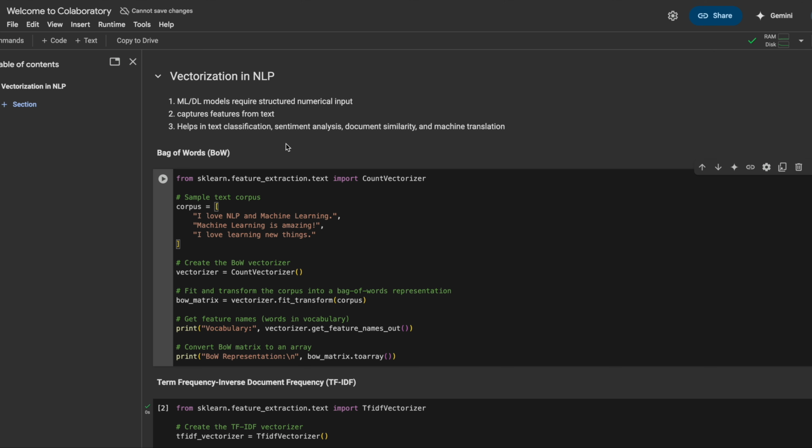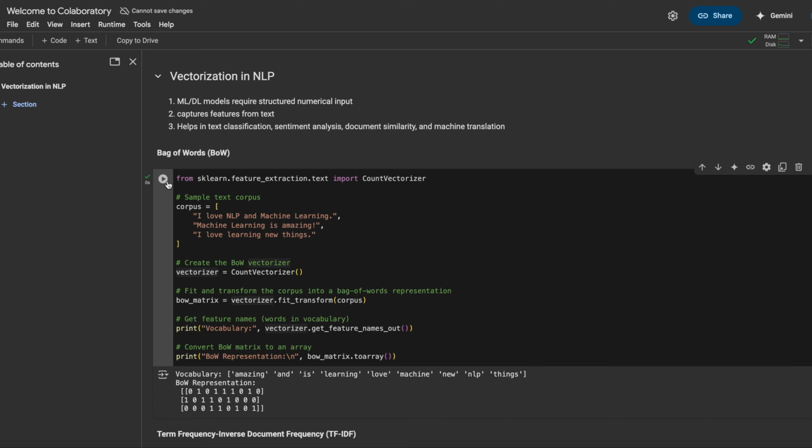Let's start with bag of words. The bag of words model represents text as a collection of word counts, ignoring grammar and word order. It just gives the representation of the words given. Here in the output, we can see it just identified all the unique words in the given corpus, and in a matrix, it represents each word as 1 if present, and 0 if not present.